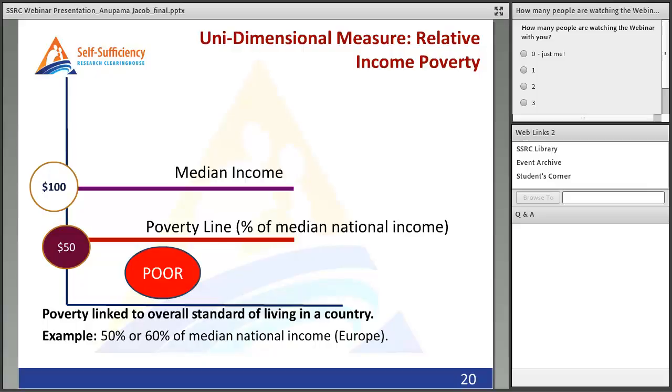countries and the UK. So just as an example, if median income were $100 in a society and the poverty line was 50% of the median income, people earning less than $50 would be considered poor. If median income were, say, to increase to $200, the poverty line at 50% of median income would now be $100, and people earning less than $100 would be considered poor. So based on a relative income poverty measure, the poverty line becomes relative to the overall standard of living in the country. Poverty is relative in the sense that it is determined in relation to others in society.